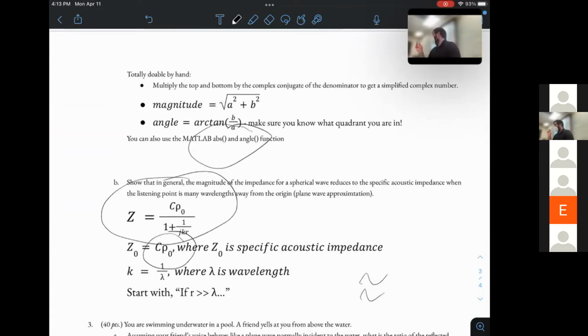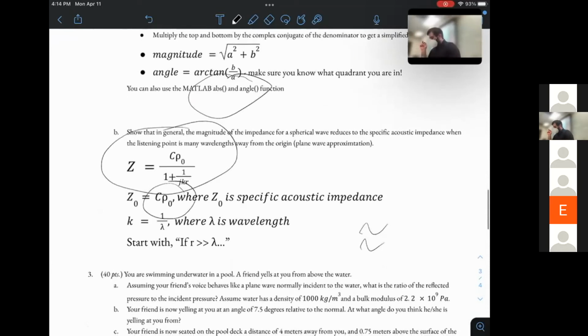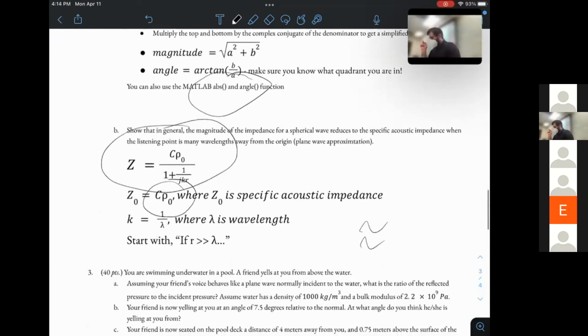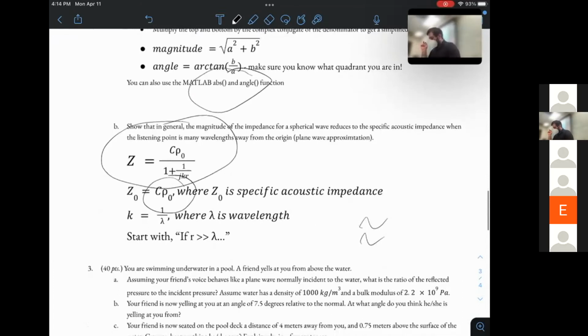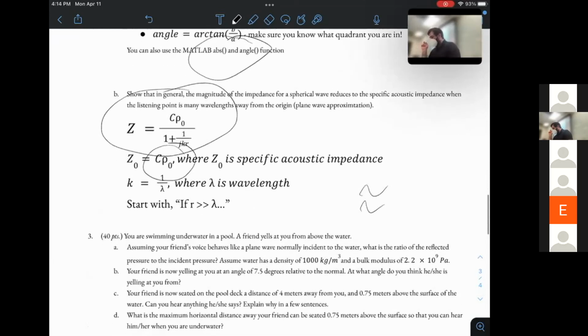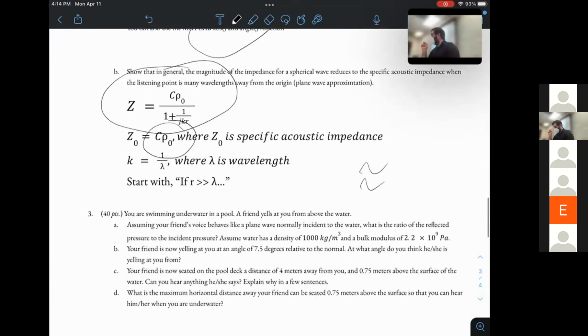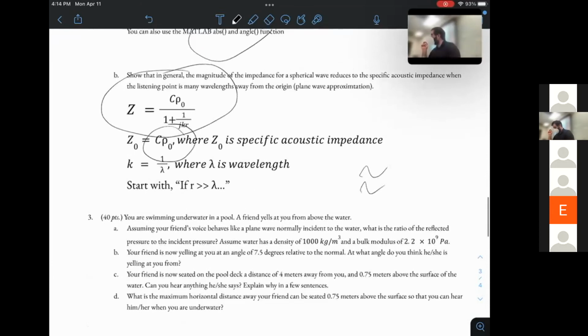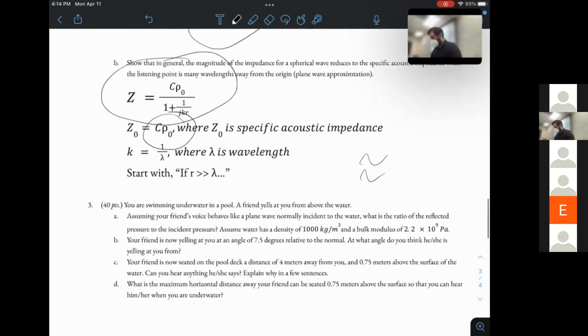You are allowed to use a fancy calculator, by the way, that might do some of this stuff automatically if you have one. Show that in general, the magnitude of the impedance of a spherical wave reduces to the specific acoustic impedance when the listening point is many wavelengths away from the origin. So it's the plane wave solution, right? It reduces to the plane wave solution. So know what the plane wave solution is for impedance, right? It even says that plane wave approximation. Just know what that is, what it means.